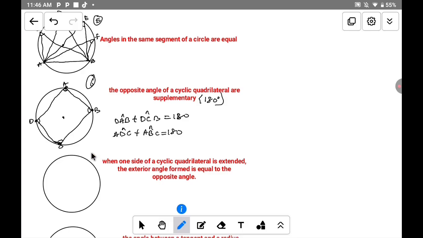Now let's look at theorem 7. When one side of a cyclic quadrilateral is extended, the exterior angle formed is equal to the opposite interior angle.